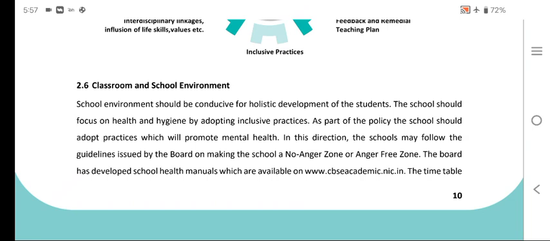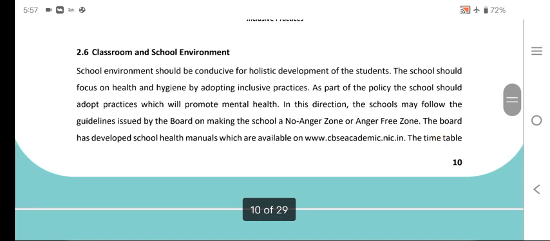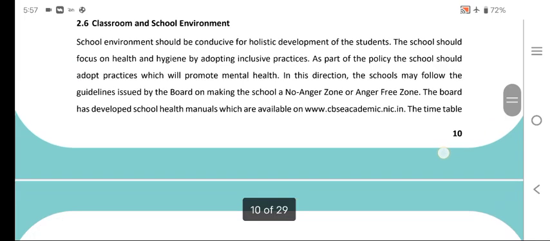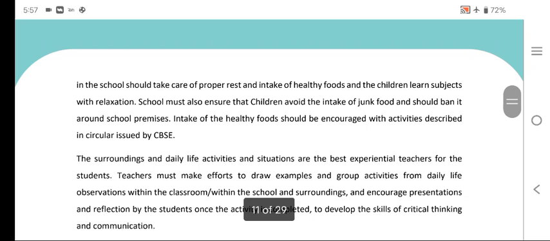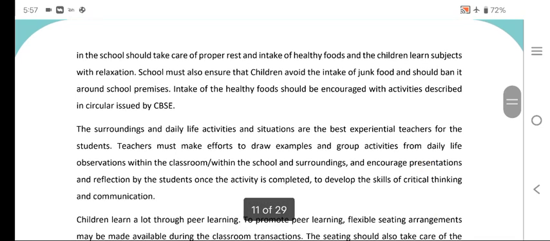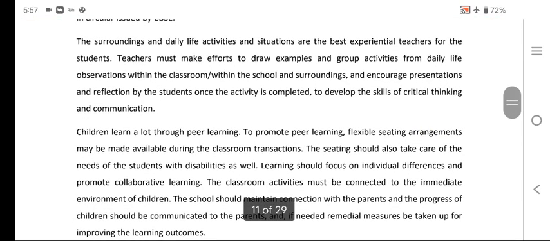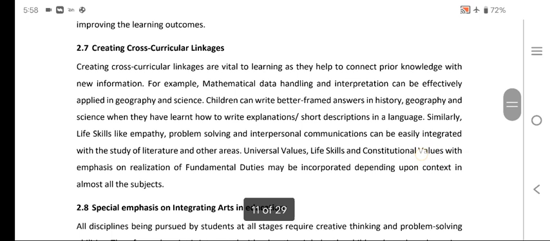The school should be marked as a no anger zone or anger free zone. The board has decided the school health manuals which are available in the CBSE. The timetable in the school should take care of proper rest and intake of healthy foods. The students should take healthy food. The children learn subjects with relaxation. School must ensure the children avoid the intake of junk food, should ban it around the premises. Intake of healthy food should be encouraged with activities described by the CBSE. So these are all those things that will be included in this curriculum.